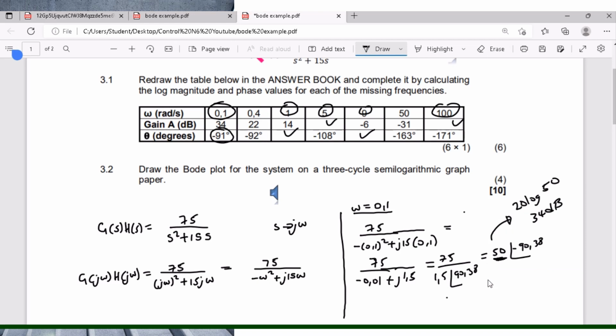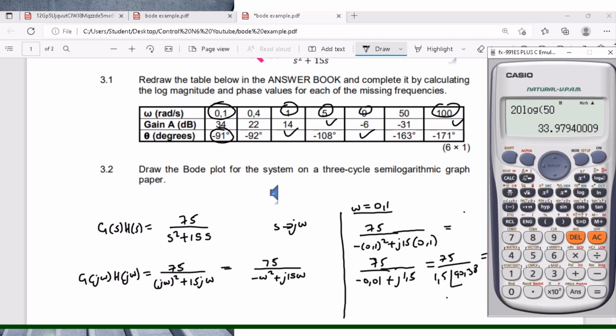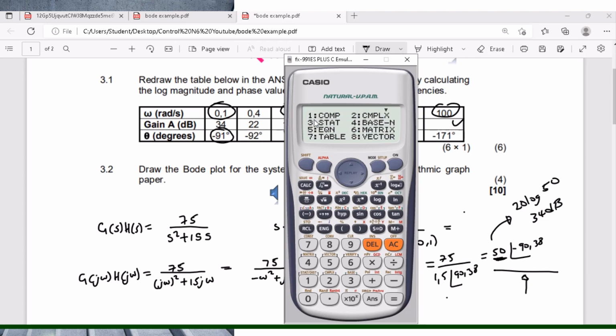But if you have the silver calculator, let me show you how we get this straight answer. First I'm going to change my settings into complex number, which is number 2. I'm going to substitute 75 over, remember we had negative 0.1 squared plus 15j, where J is there, times 0.1. This is my answer, but it's in rectangular. I must make it polar form. I'm pressing Shift number 2.